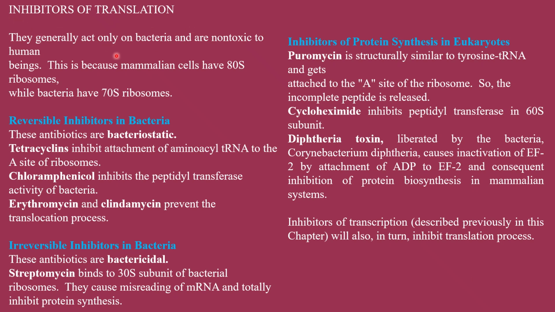Inhibitors of translation generally act only on bacteria and are non-toxic to human beings. This is because mammalian cells have 80S ribosomes, while bacteria have 70S ribosomes. And then reversible inhibition in the bacteria. These antibiotics are bacteriostatic.